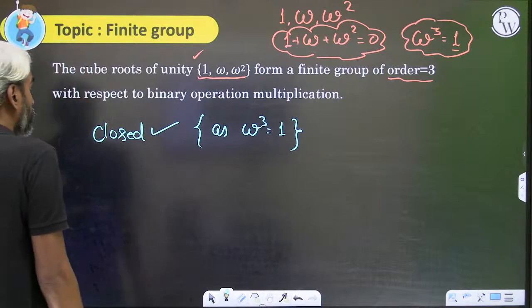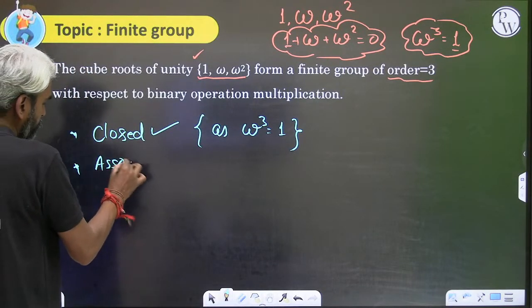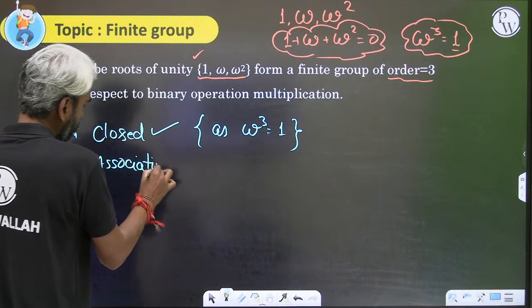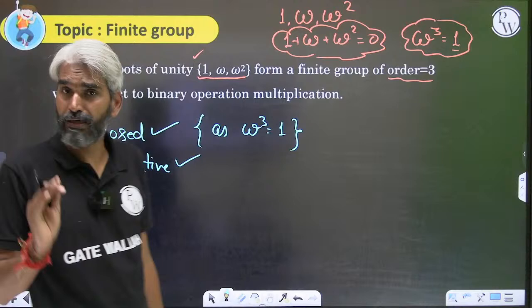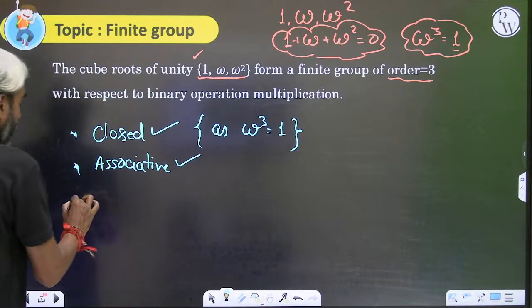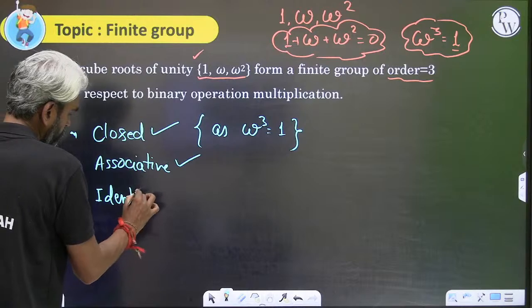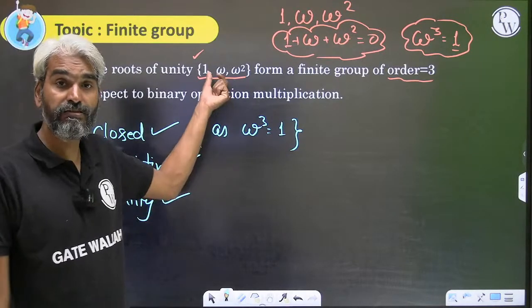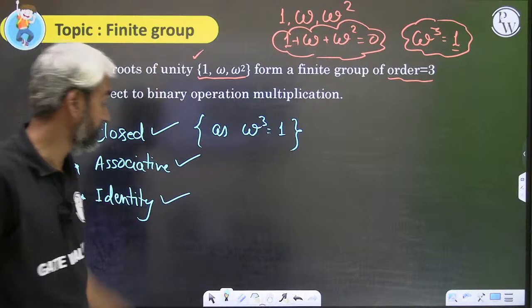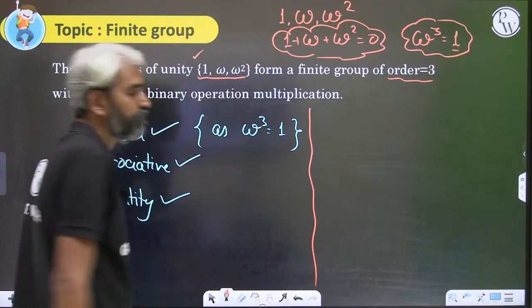Okay. Next, associative. Yes, sir. Multiplication is associative. We don't worry about the type of element. Multiplication is associative. Okay, identity is present, sir. Identity with respect to multiplication is 1, which is present in the set. Now, the only thing that we need to understand is, sir, what will be the inverse?